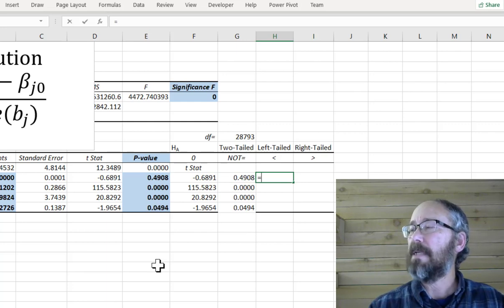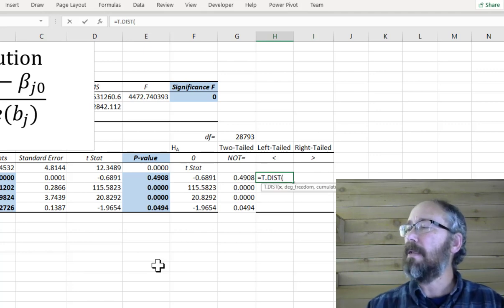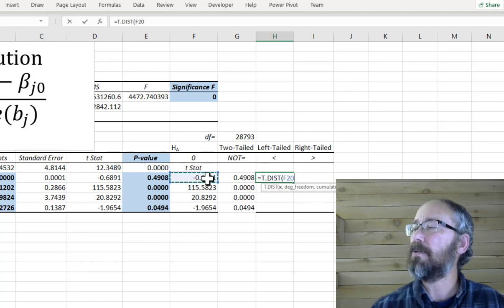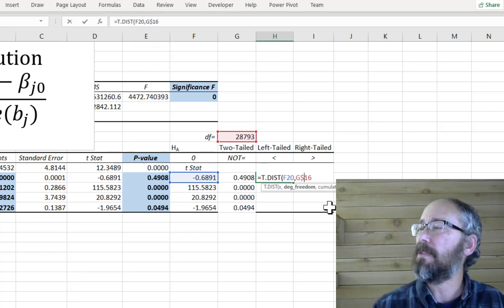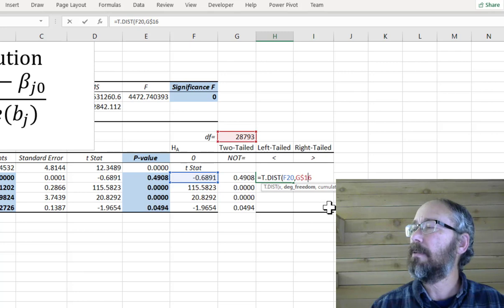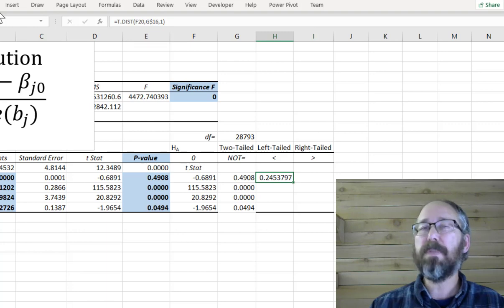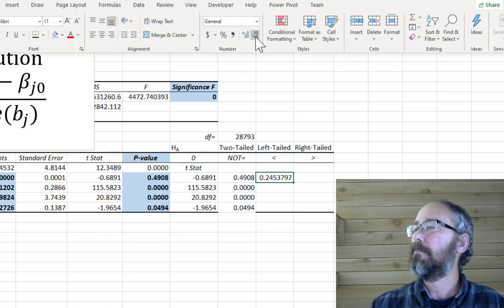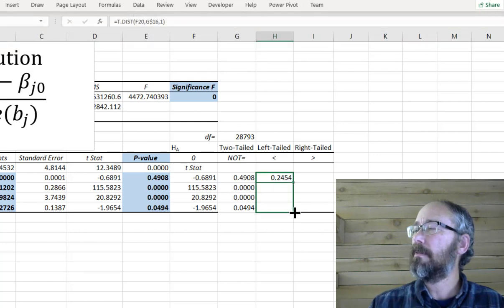Okay, to do the left-tailed test, it is the T.DIST. That is the one that is left-tailed. And I need my x, which is my t-stat. I also need my degrees of freedom, and I'm going to make that an absolute reference. And in this case, I need to select cumulative, so we'll make that a 1. And this gives me my left-tailed p-value for this particular t-stat. And I can do that for all of these.